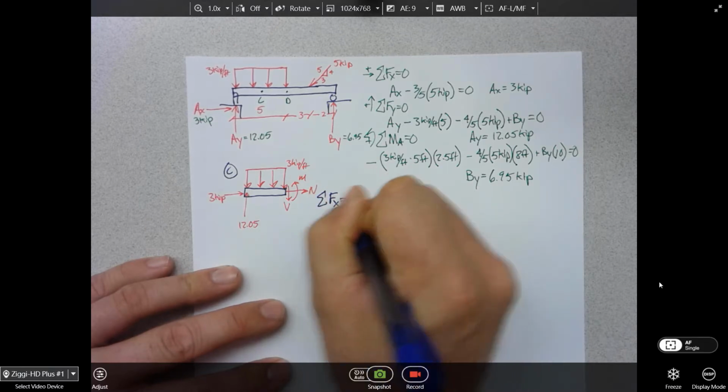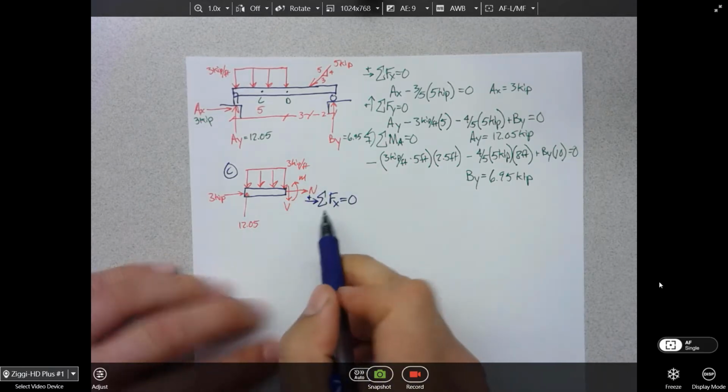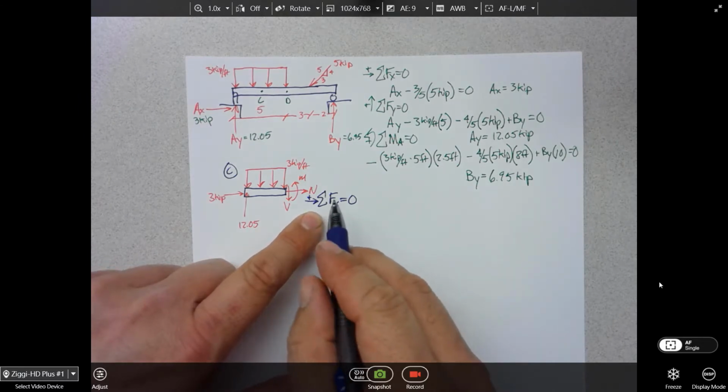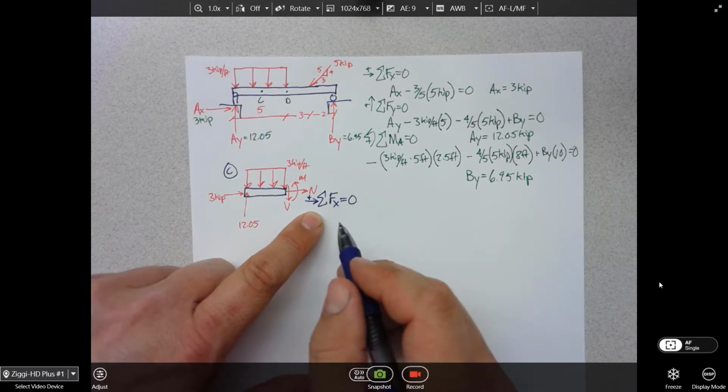Sum of the forces in the x. Haven't my summation signs gotten better this year? I'm telling you, over the summer I get really rusty and these get sloppy, but then the more I teach statics, the better they get.